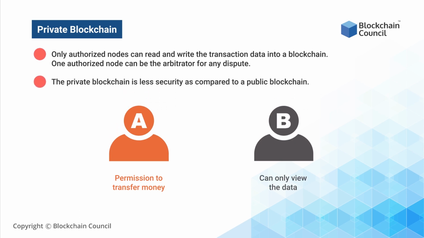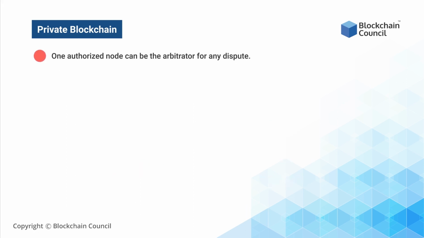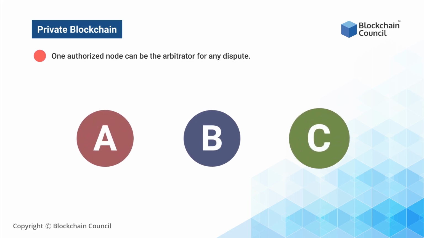The private blockchain has less security as compared to the public one as we make it easily accessible to a certain group of people and not millions. Also, if you are using a private blockchain, then you can have the same kind of security as a public blockchain or Bitcoin, and one authorized node can be the arbitrator for any dispute.